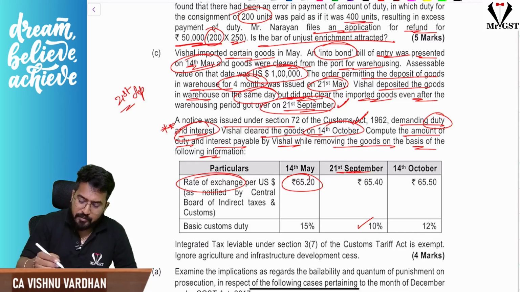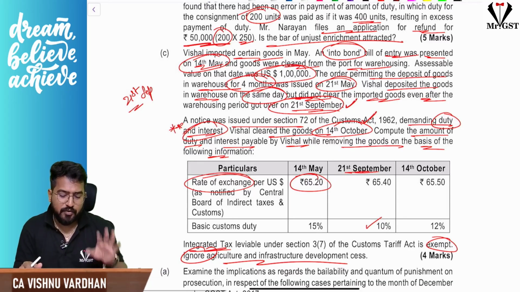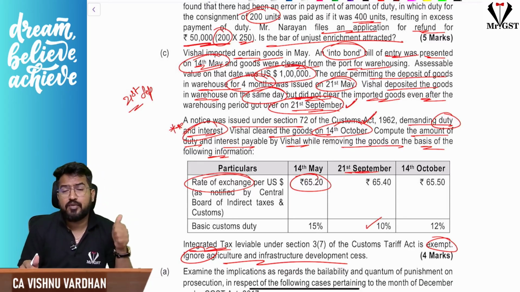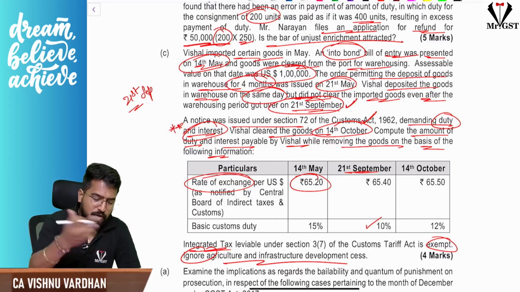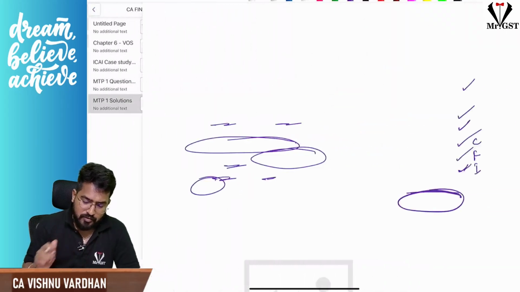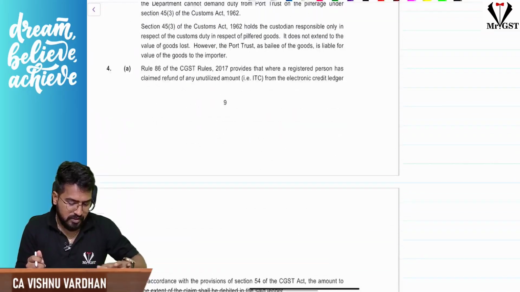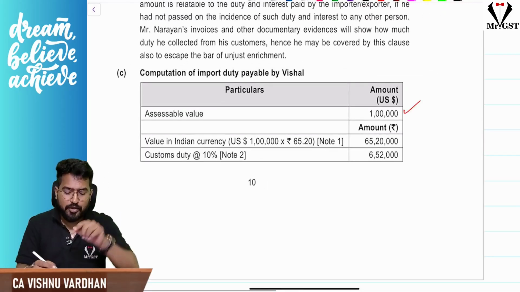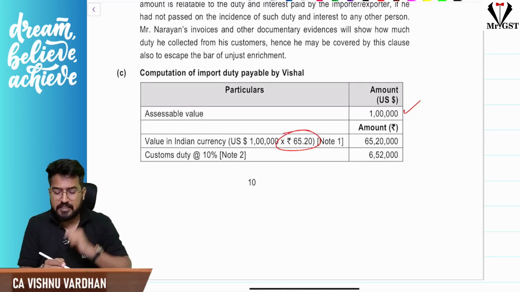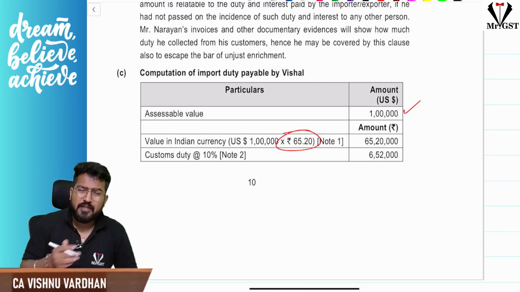Now they have clearly mentioned IGST is exempt, ignore agriculture and infrastructure development cess. So simple here: first of all, we should calculate the tax amount, and next we should calculate the interest amount. I'll show you the answer itself so that it will be easy for us to discuss. So assessable value 1 lakh, as I told you, and 65.2 is our exchange rate, because it is the exchange rate as on the filing date of the bill of entry.